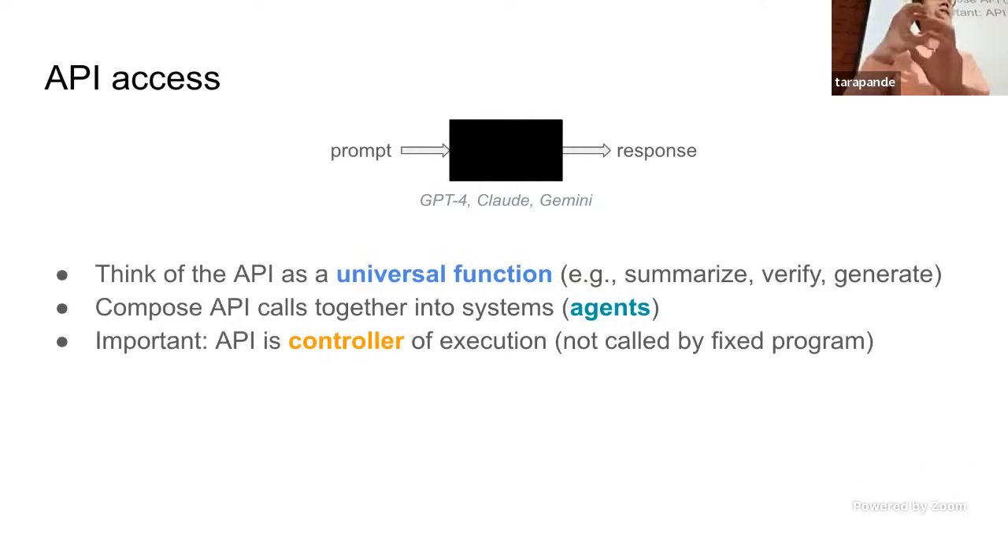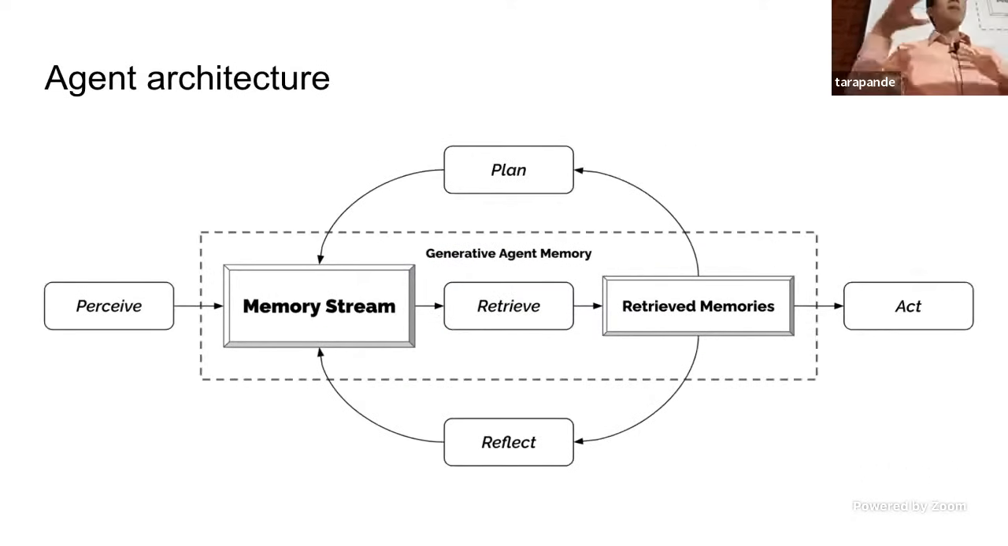And now once you have one of these APIs, then you can start thinking about composing them into larger systems, which we can then think about as agents. And importantly, we want to think about the API as a controller of execution. So it's not the case that you have just a fixed program and all you're doing is calling out to an API at the leaves as primitives. But in fact, the API actually controls the execution flow. It controls what the program is going to do next. So here is a basic architecture of an agent that we're going to work with through the next 10 or 20 minutes or so. And here's the way it works.